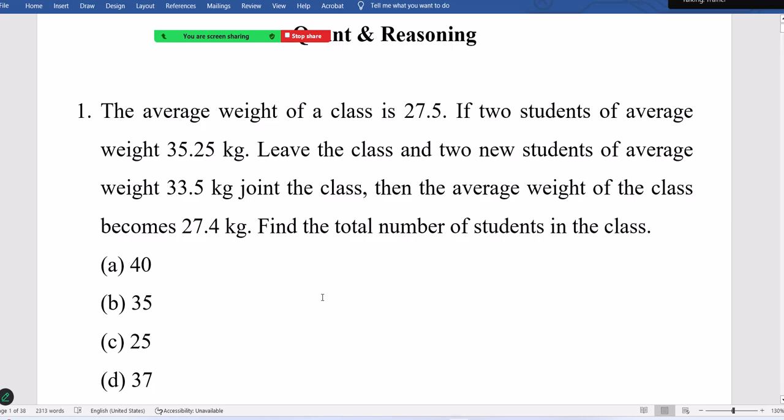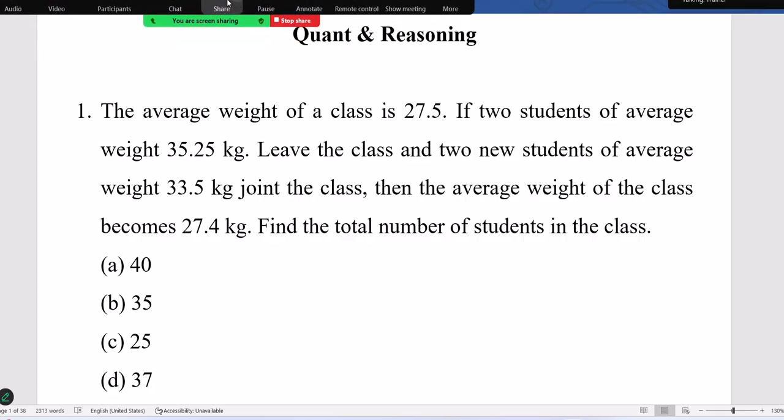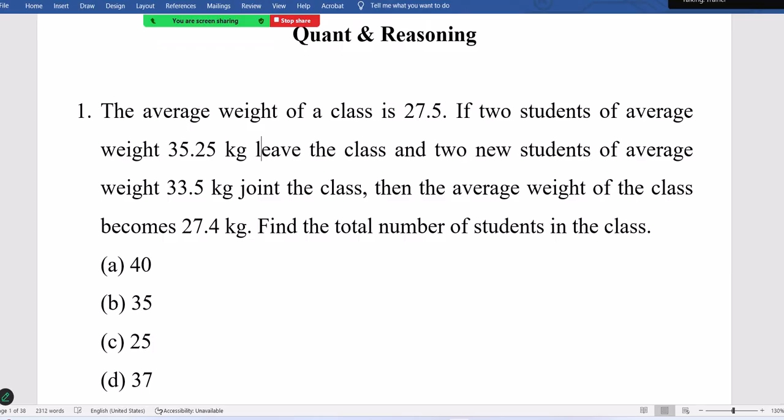Yeah, let us see about this averages question. Here clearly they mention the average weight of a class is 27.5. If two students of average weight 35.25 kgs leave the class and two new students of average 33.5 join, then the average weight of the class becomes 27.4. Find the total number of students in the class.